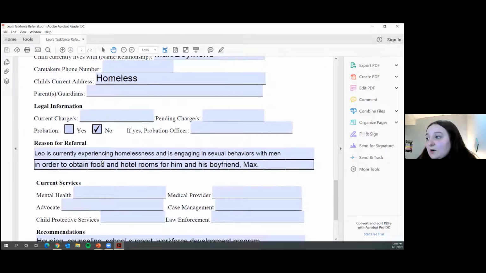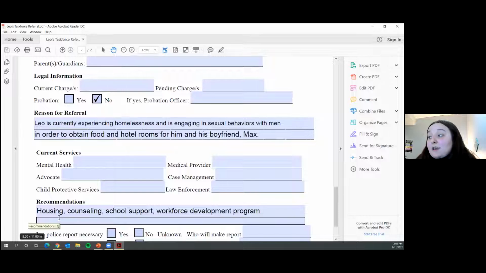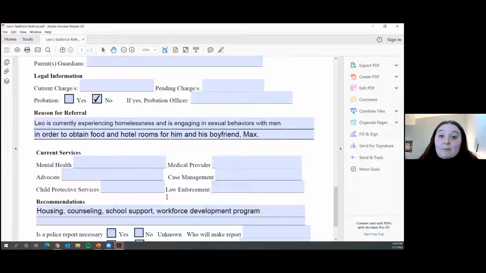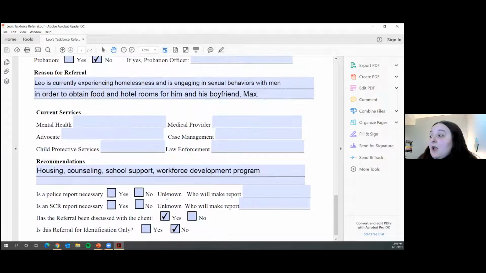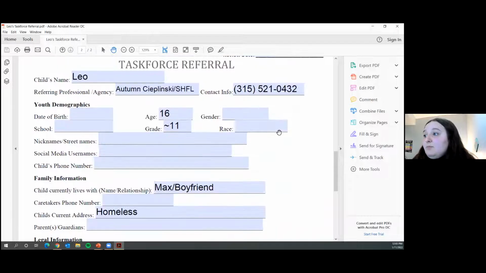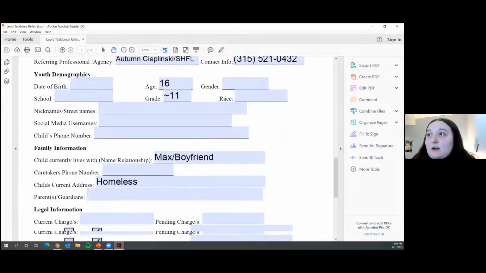So what's going on, what current services are involved, recommendations. So definitely housing, counseling, school support, workforce development program might be a good place to refer him to. And then again, is a police report necessary? Is an SCR report necessary? And has this referral been discussed with the client? And is this referral for identification only? So pretty simple. This form is easy to fill out as well.